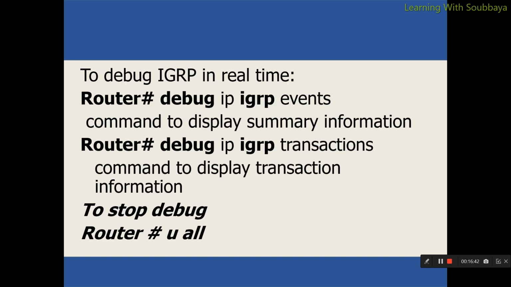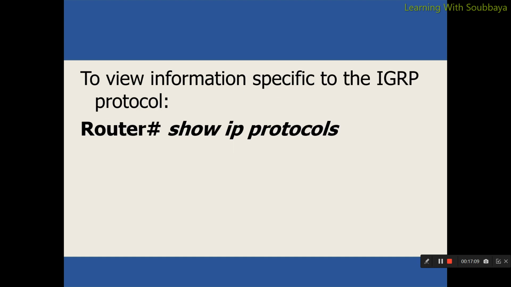If you want to apply debug commands, multiple debug commands are available, but two are the main ones. The debug ip igrp events command will display the summary information. The debug ip igrp transactions command displays the transaction information. If you want to stop this debugging, you can apply the undebug all command.